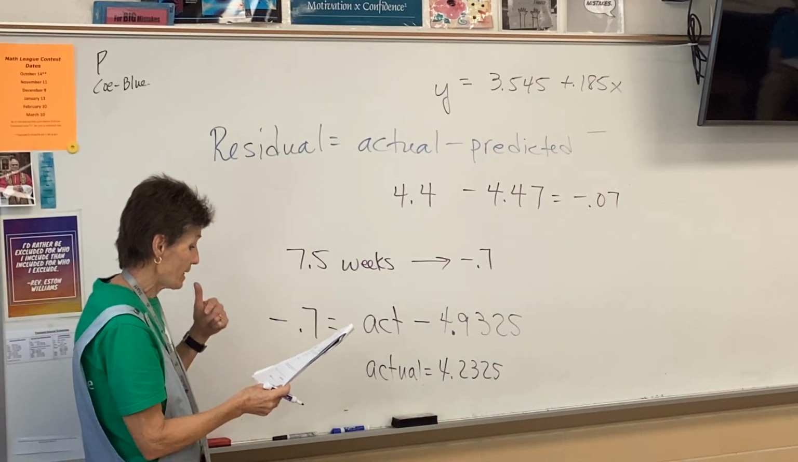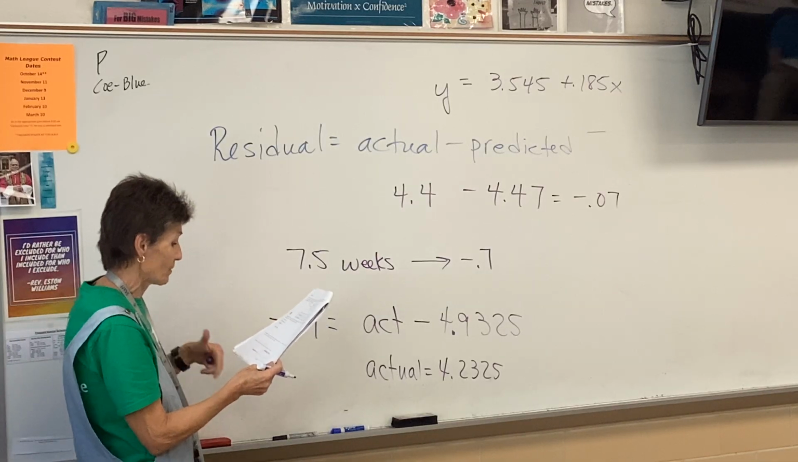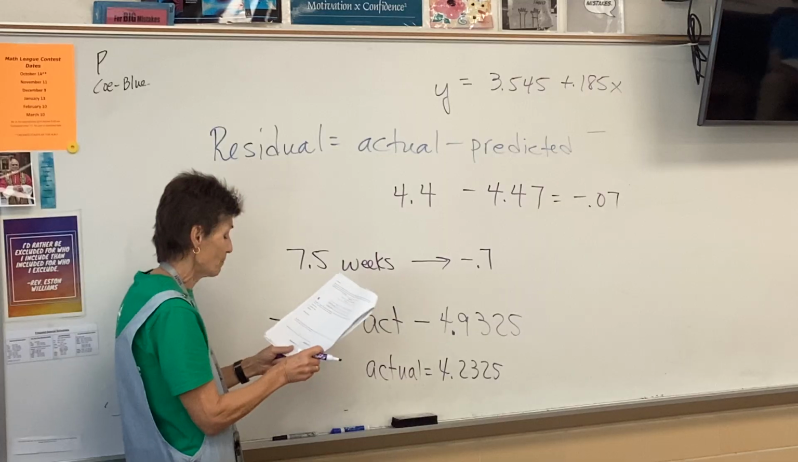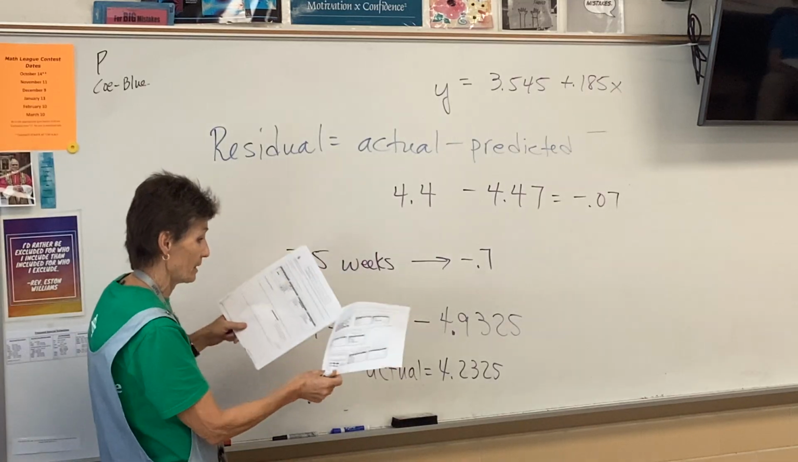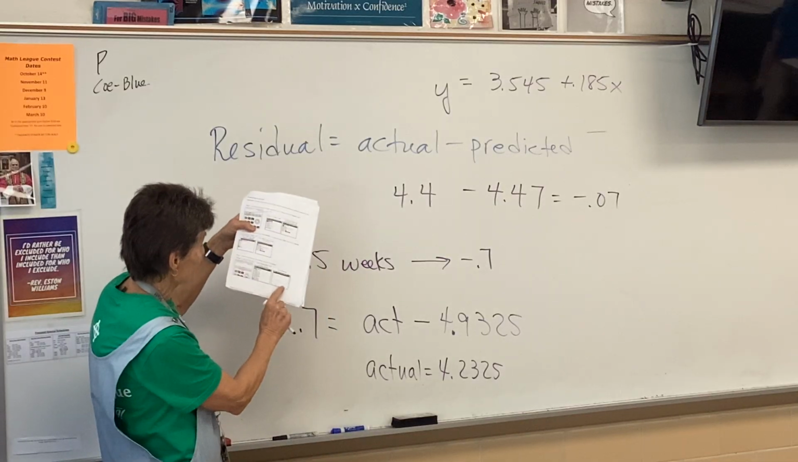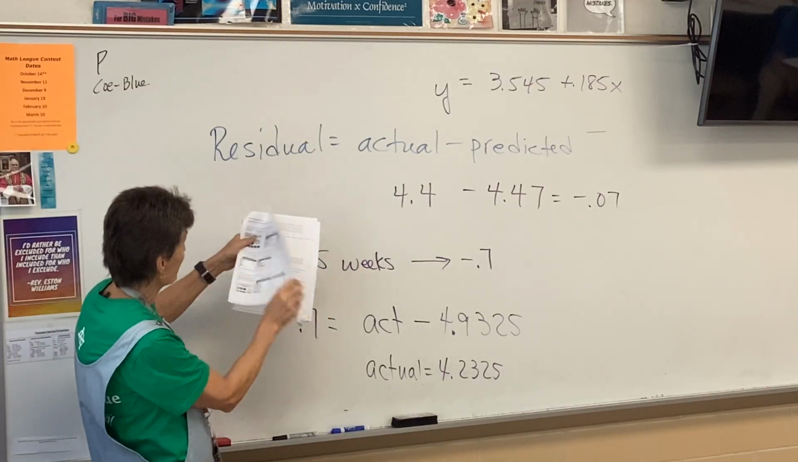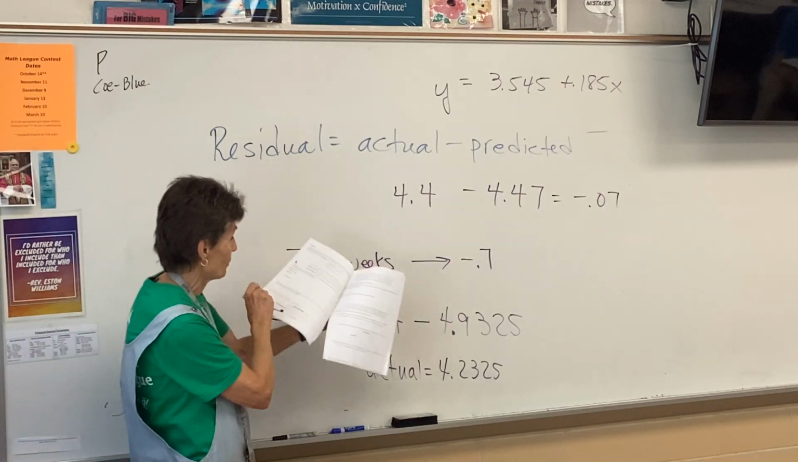All right, and then sketch the residual plot for the 5 data points in the table. Well, it should look exactly like what's on your calculator, which looks exactly like this, the other side of this paper. They did it for you right there. They just showed everyone the picture.